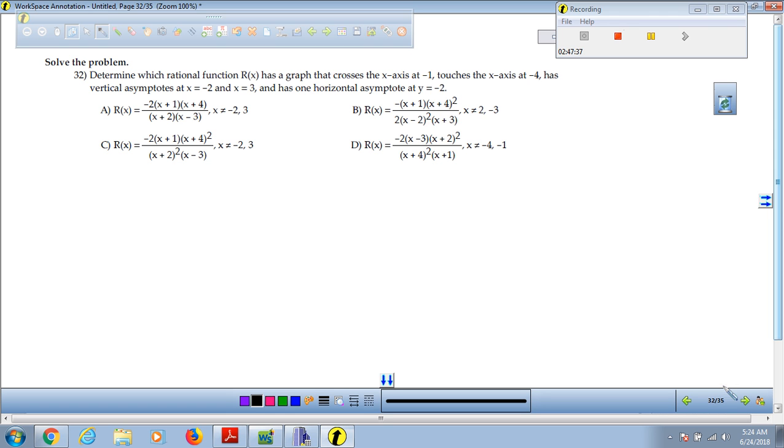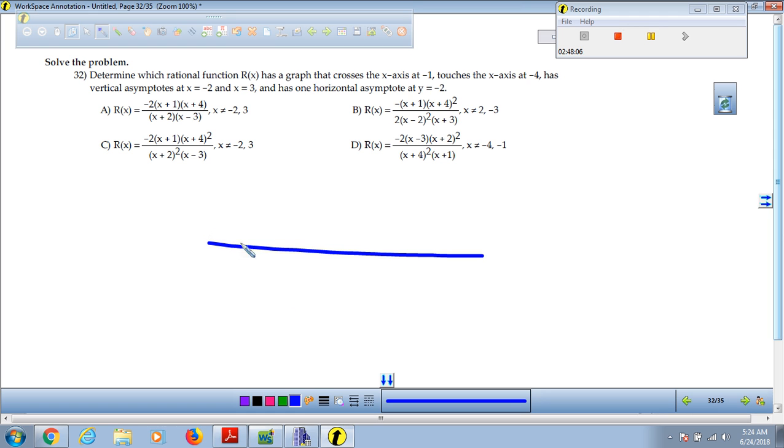Determine which rational function, so yeah, which of the answer choices f of x has a graph that crosses the x-axis at negative 1, touches the x-axis at negative 4, has vertical asymptotes at x equals negative 2 and x equals 3, and has one horizontal asymptote at y equals 2. Okay. So, let me think. Crosses the x-axis at negative 1.